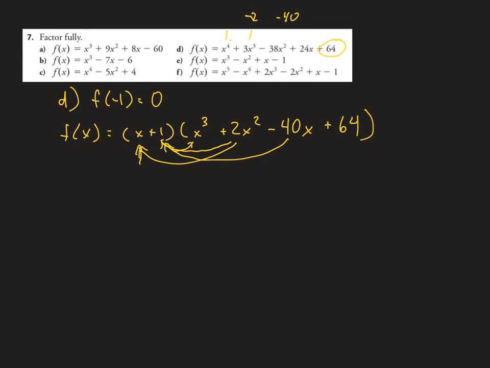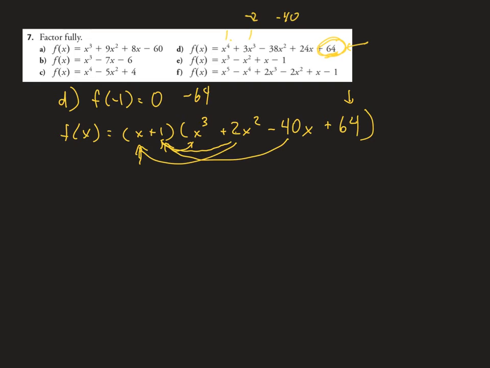Remember, the last numbers in each one of these factors have to multiply to give 64. Let's try 4. Let's try negative 4. Negative 4 cubed is actually negative 64. That's going to cancel this positive 64. That's good. And negative 4 squared is 16. No, that's not going to do. All right, what else could be used to multiply to give 64? Let's try 8. Let's try negative 8.